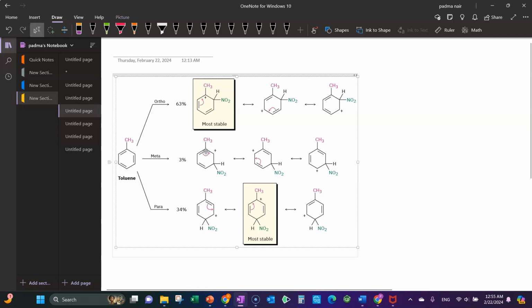However, when the NO2 group is at the meta position, in none of the sigma complexes is the positive charge close to the CH3, right? It's either here, here, or here. It is not close to the CH3, unlike the ortho and para positions. So the positive charge does not get as stabilized as in the ortho and para positions. Therefore, the incoming group being in the ortho or para positions with respect to CH3 is more preferred than the incoming group going to the meta position. You can see that we have 63% of this, 34% of this, and only 3% of the meta being formed, and this could also be given as an additional reason to explain that.